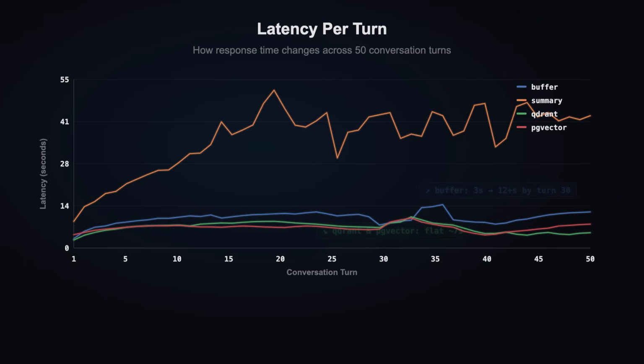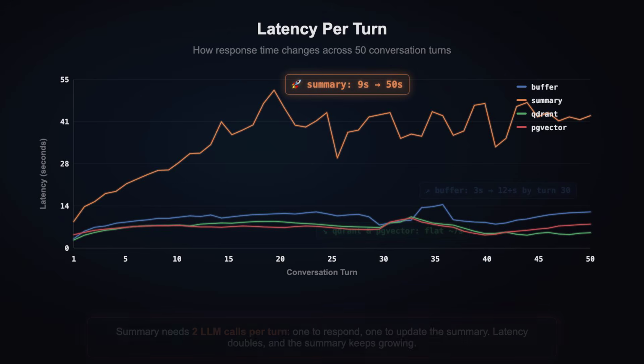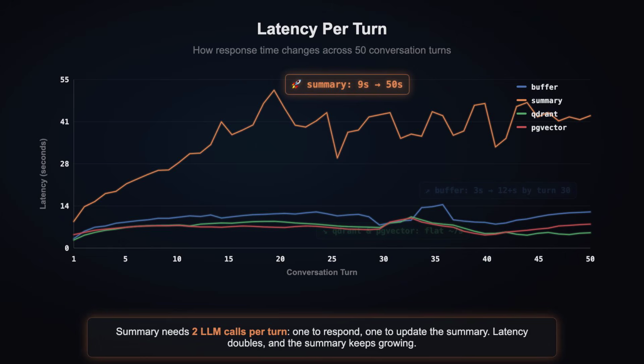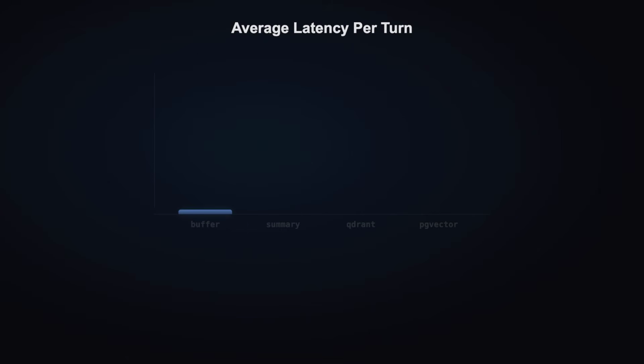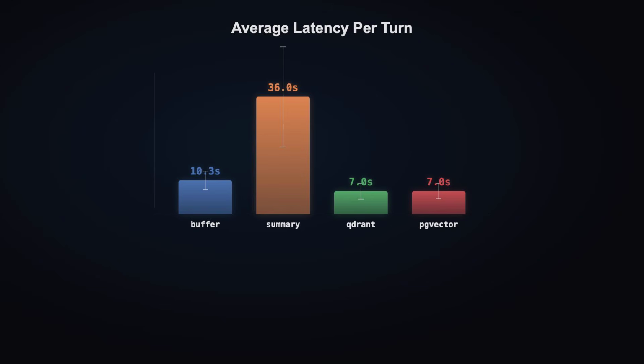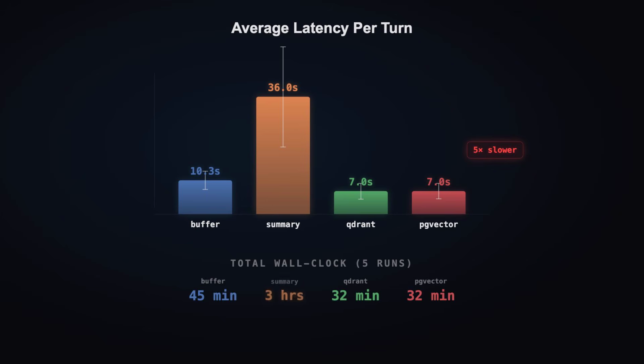It starts at 9 seconds and rockets to 50 seconds per turn by turn 20. Why? Because every single turn requires 2 LLM calls, one to respond and one to update the running summary. That doubles the latency and the summary itself keeps growing. On average, vector backends at 7 seconds, buffer at 10 seconds, summary at a whopping 32 seconds per turn, 5 times slower. The total wall clock time tells the same story. Qdrant and pgvector finished in 32 minutes each, buffer took almost 45 minutes, summary 3 hours.